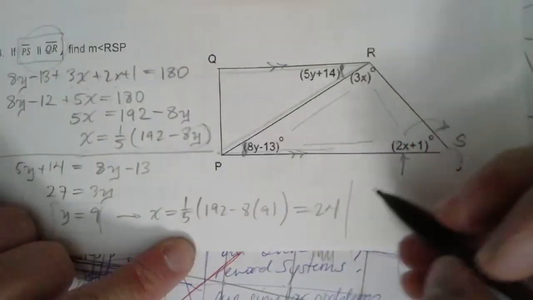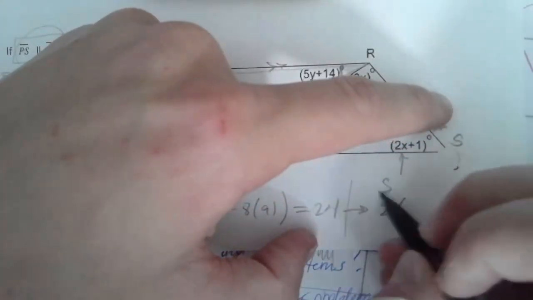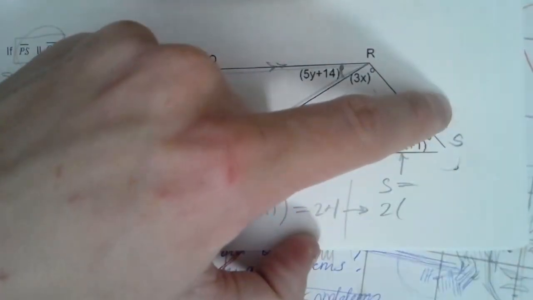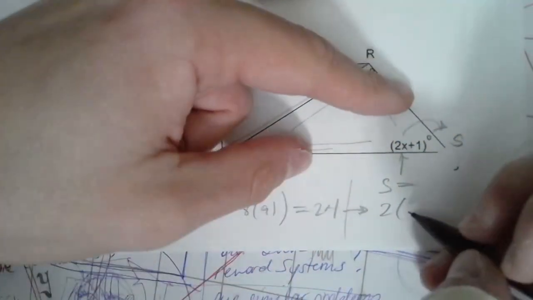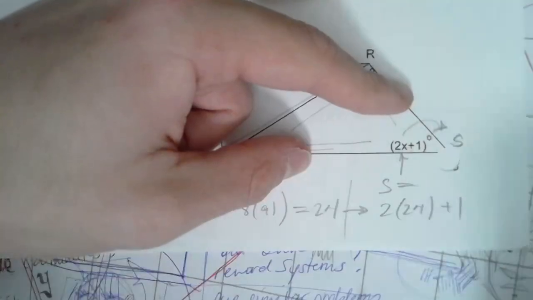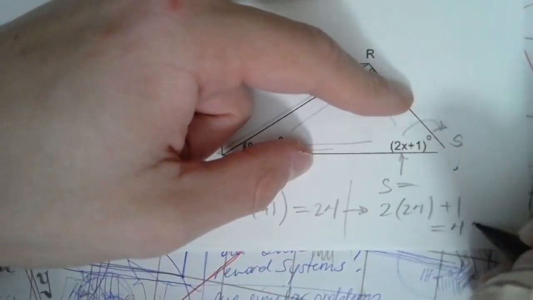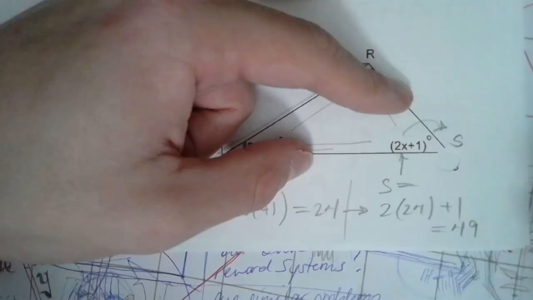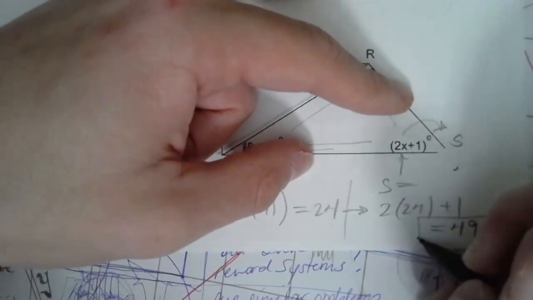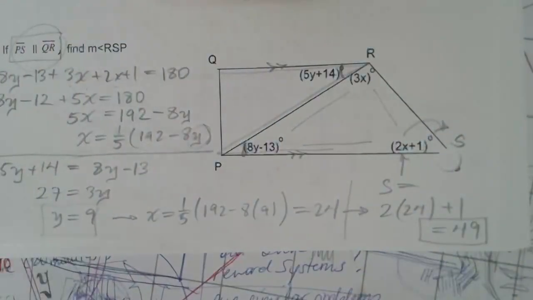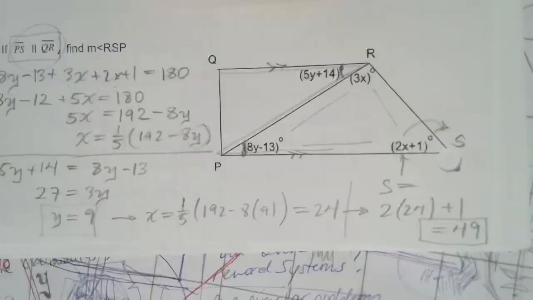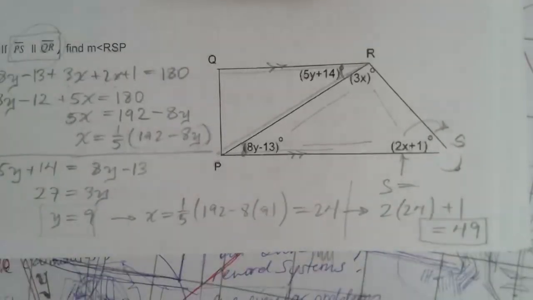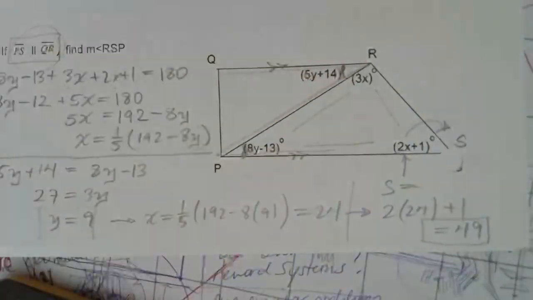But I'm not done. I can now use this to say that the angle S is equal to 2 times 24 plus 1, which is, of course, 49. Wait, what? That's cool. It's 49. Interesting. All right, so that is my answer here for this last problem.